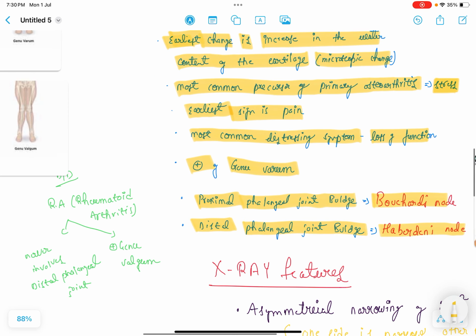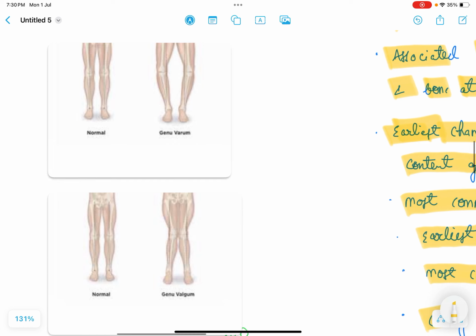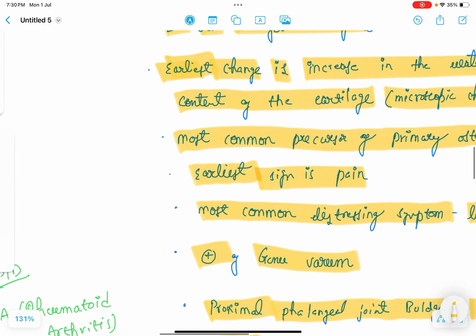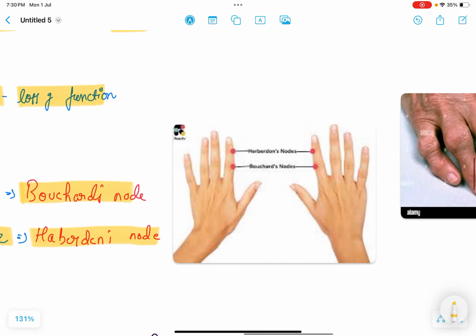Here in the image, we can see this is a condition of absolutely normal. In the genu varum, the thighs come outward, and in the genu valgum, the thigh goes inward. And here we can see the proximal joint. We can find Bouchard's node. In the distal joint, we can find Heberden's node.